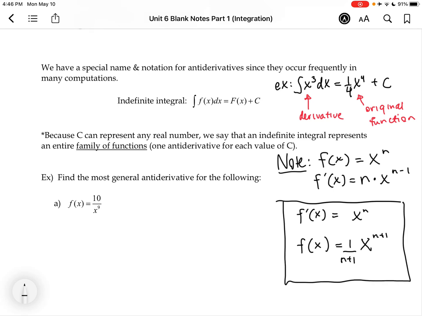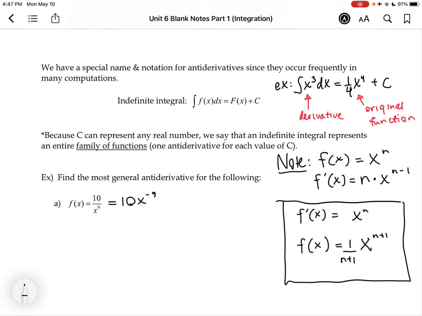And this comes up quite a bit. So this is just kind of handy to know so that you don't have to keep thinking through it every single time you integrate something that has a power. Okay? All right, so let's say we are looking at this function. Well, firstly, I'm going to write this with a negative exponent. So this is equal to 10 x to the negative 9.